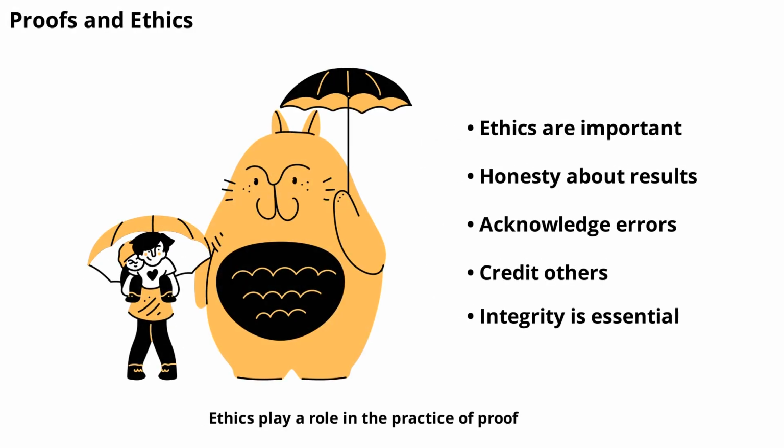Ethics play a role in the practice of proof. Mathematicians are expected to be honest about their results, acknowledge errors, and give credit to others. Plagiarism, or misrepresentation, can lead to rejection and loss of trust. Ethical standards help maintain the integrity of mathematics.